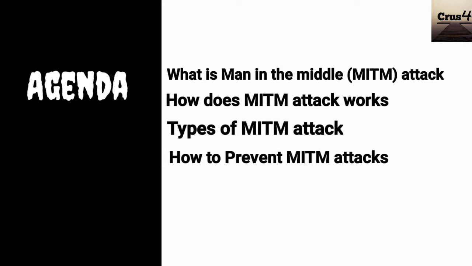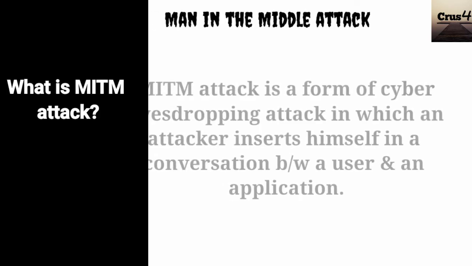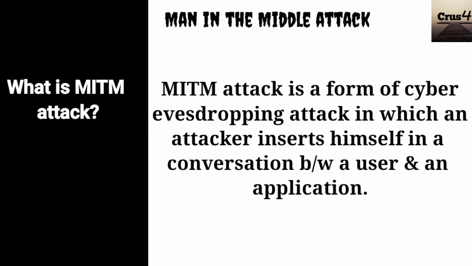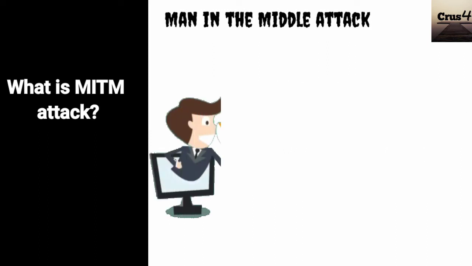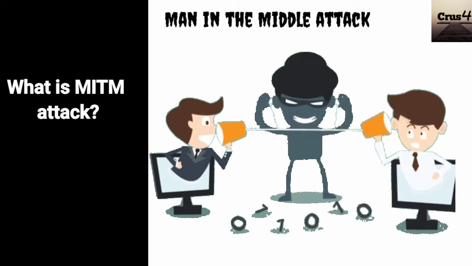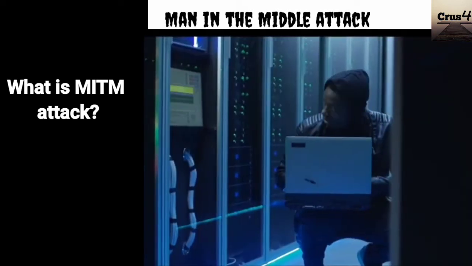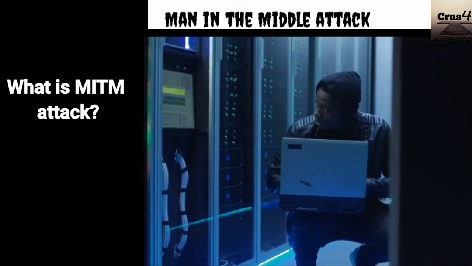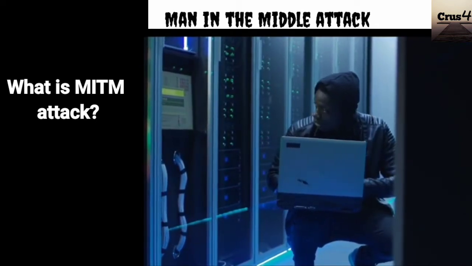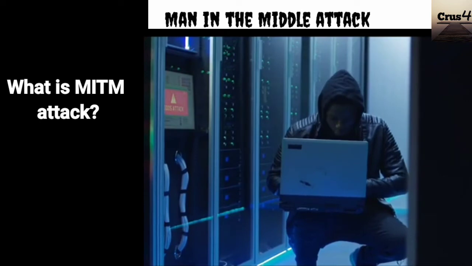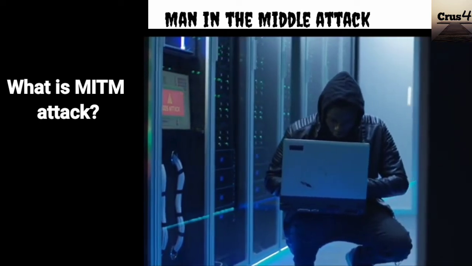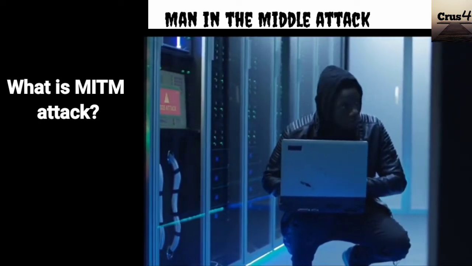So let's start with a simple definition of MITM attack. MITM attack is a form of cyber eavesdropping attack in which an attacker inserts himself in a conversation between a user and an application, either to eavesdrop or to impersonate one of the parties, making it appear as if a normal exchange of information is underway. The goal of an attacker is to steal personal information such as login credentials, account details, and credit card numbers. Information obtained during an attack could be used for many purposes, which includes money stealing, identity theft, and password change.